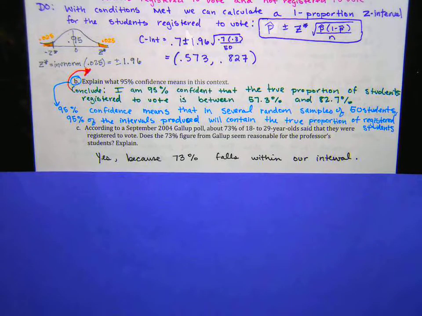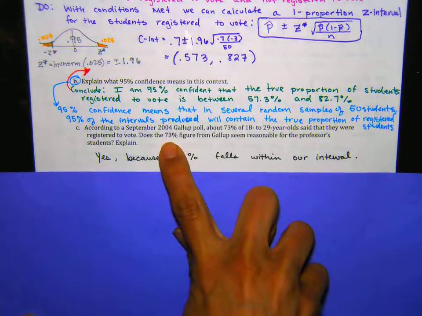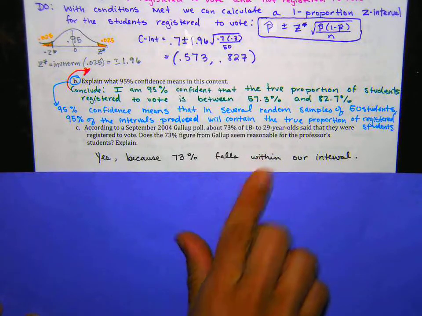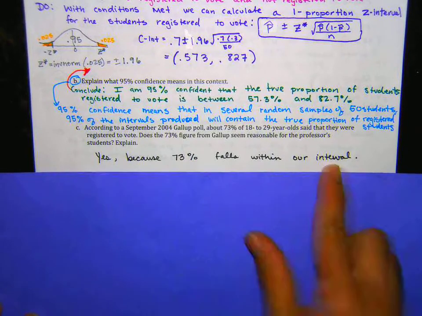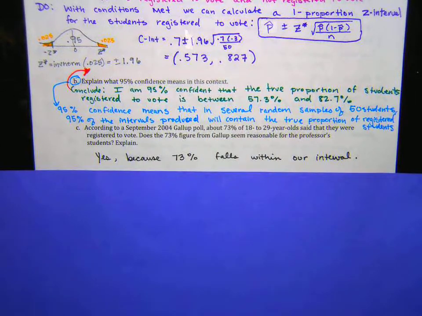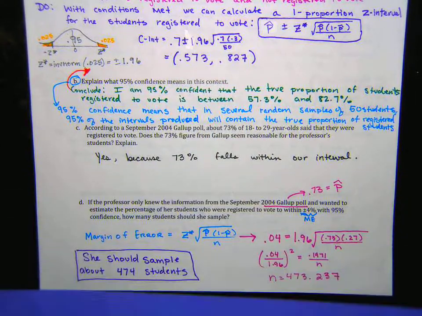Again, I put it into context. On part C, you're asked to assess this 73%. Gallup says that the true proportion is 0.73. Well, does that seem reasonable based on our sample? Yes, because 0.73 falls within our interval. 0.73 is between 0.573 and 0.827. So that seems reasonable. And then the last thing we're asked to do is calculate sample size.